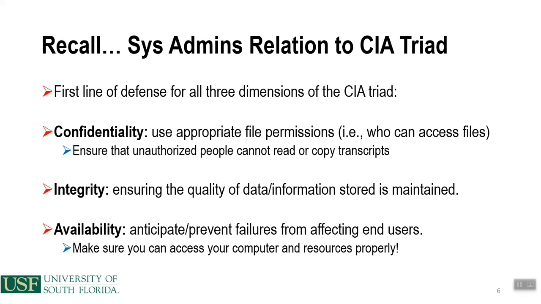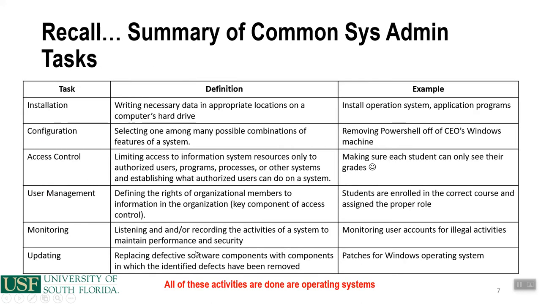And remember that systems administrators are often the first line of defense for all three dimensions of the CIA triad. For confidentiality, they use the appropriate file permissions, so who can access the proper files. We talked about access control lists and those types of things, and you have some hands-on experience from your assignment on how to execute these tasks. This is to ensure that unauthorized people cannot read or copy transcripts. Integrity is ensuring the quality of data and information being stored is maintained. And availability is the ability to anticipate and prevent failures from affecting end users. You want to make sure that you can access your computer and resources appropriately and properly.